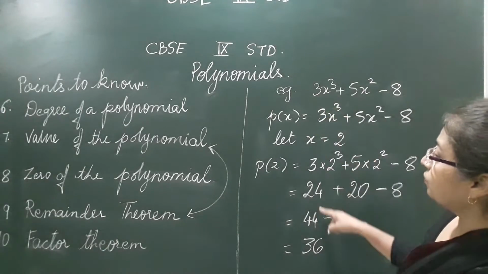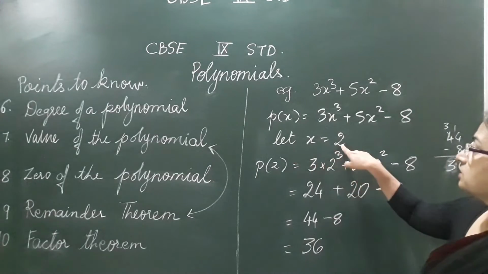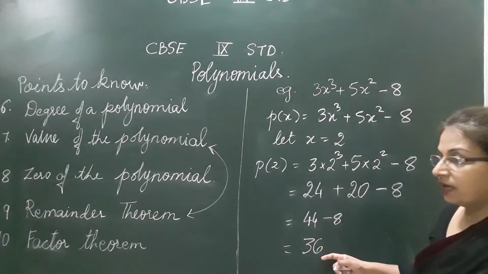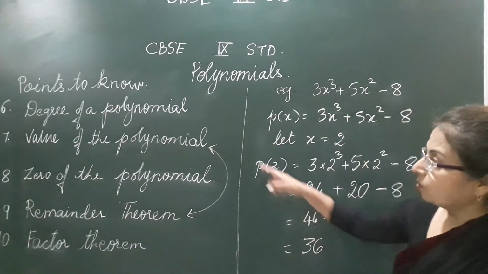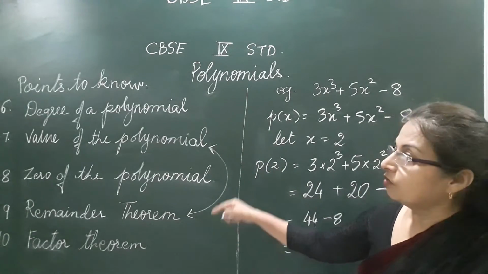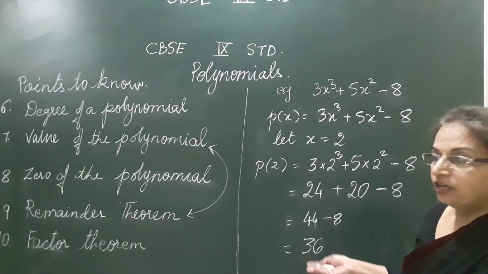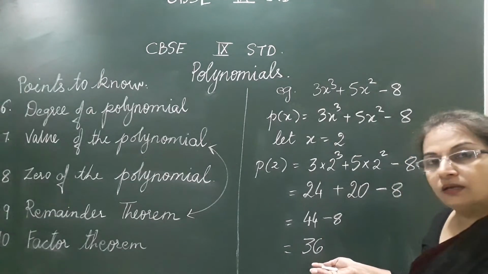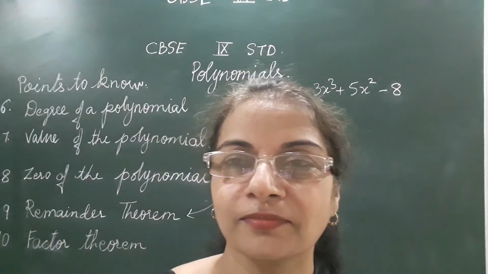So, the value of the polynomial, if I substitute x is equal to 2, is coming as 36. This 36 is called the remainder of that polynomial. So, the value of the polynomial is actually the same as the remainder of the polynomial. When you are finding this as value, you say it is the value of the polynomial. If I tell you find the remainder, by remainder theorem, same thing you will say, and the remainder is 36. So, not a big confusion.